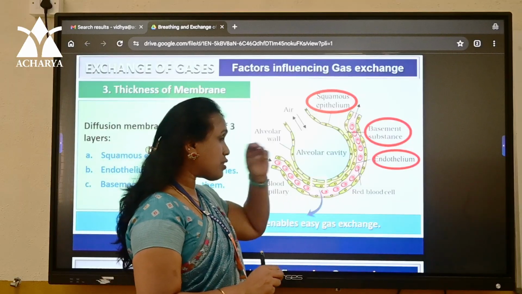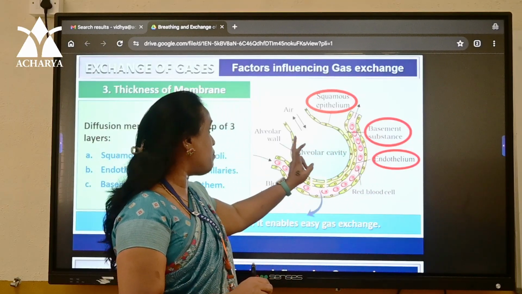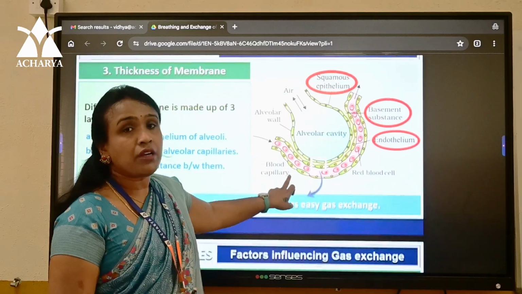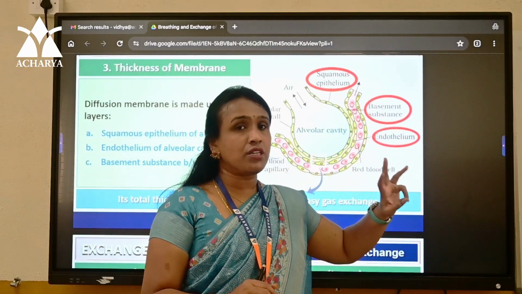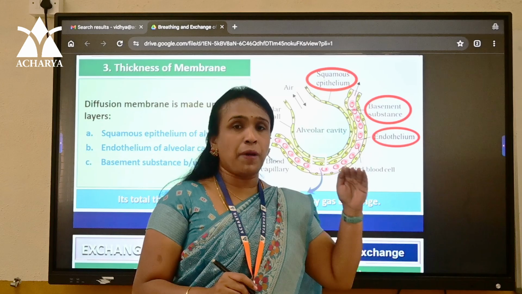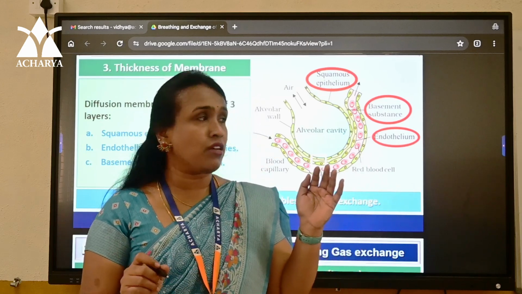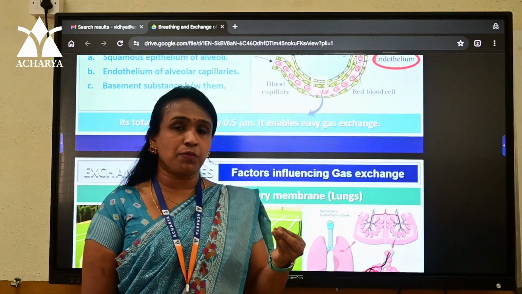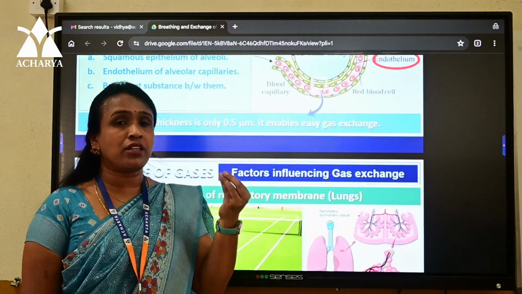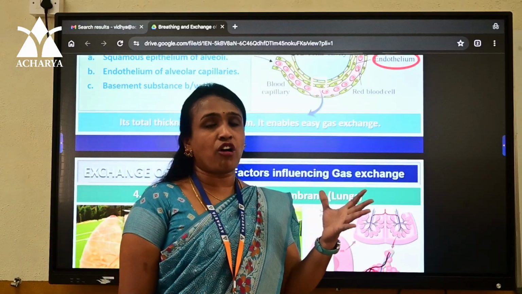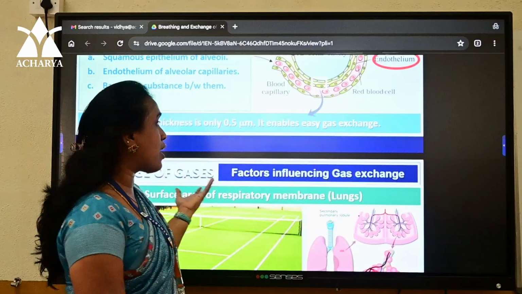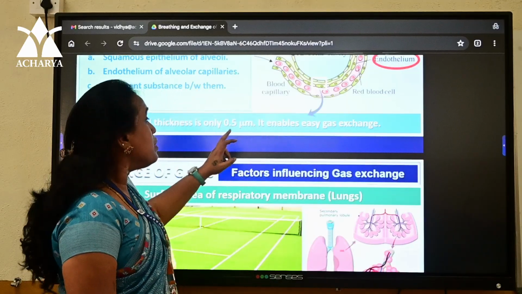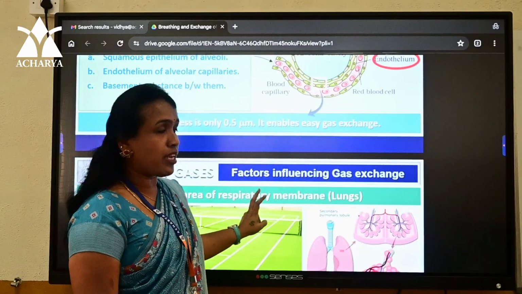So the basement substance, the endothelium, and the thin lining of squamous epithelium are the three layers which form the exchange membrane. Together, all these three layers are not more than 1 mm thick, and exactly, if we count, it is only 0.5 micrometer. So it enables easy gaseous exchange.